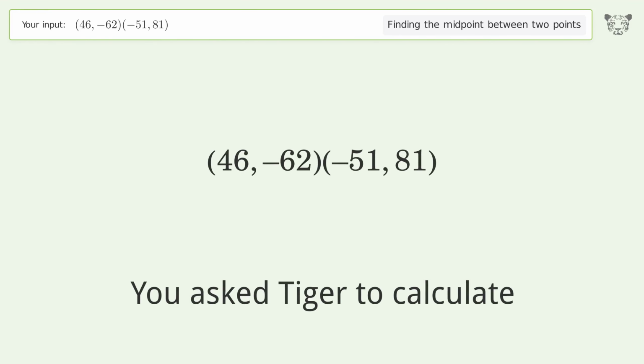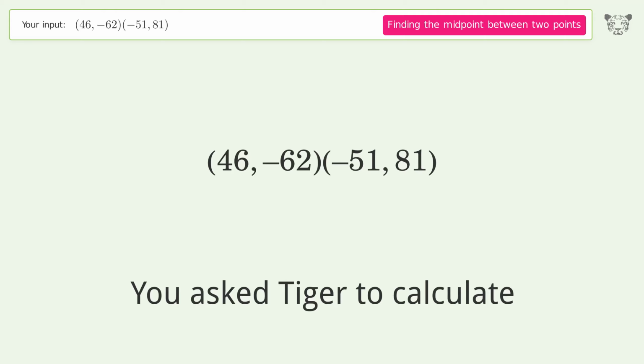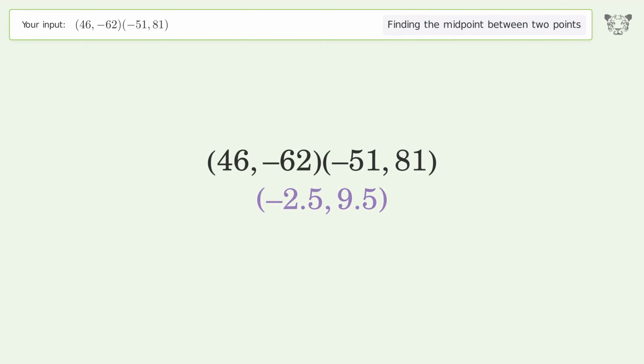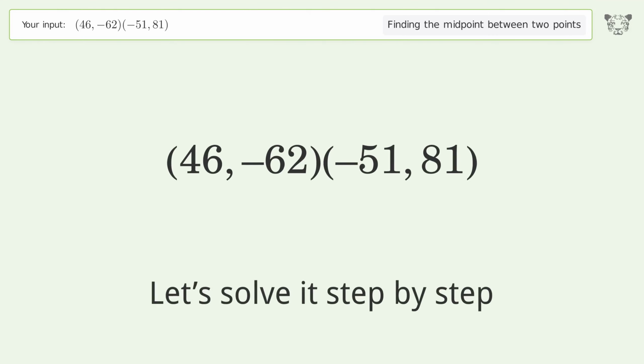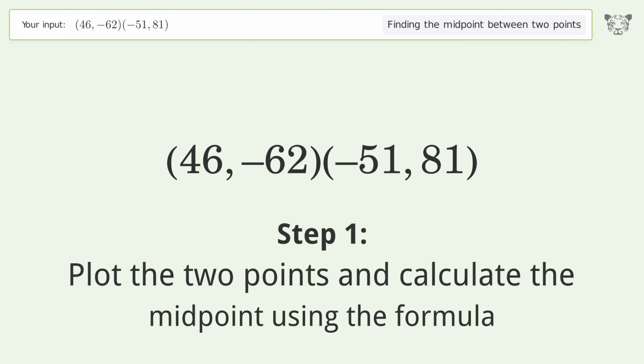You ask Tiger to calculate. This deals with finding the midpoint between 2 points. The midpoint between the 2 points is negative 2.5, 9.5. Let's solve it step by step. Plot the 2 points and calculate the midpoint using the formula.